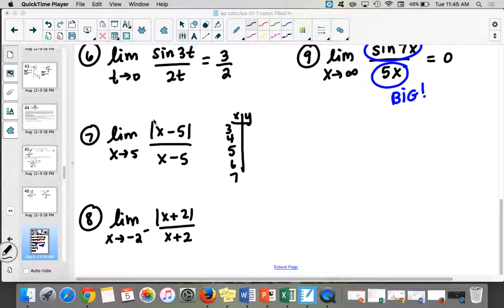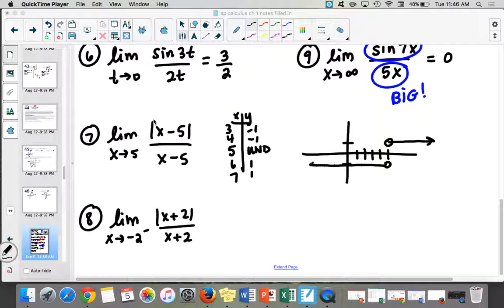All right, who thinks they know what the graph looks like? All right, so numbers bigger than 5, like 6 and 7, what do we get? 1, yeah, you got a 1 for those, right? So anything that's bigger than 5 is going to be at a height of 1, except at 5. We don't know what's happening at 5, right? It's undefined. Anything smaller than 5, when I plug in 3, I get -1, right? So -1, -1. So it looks like this.